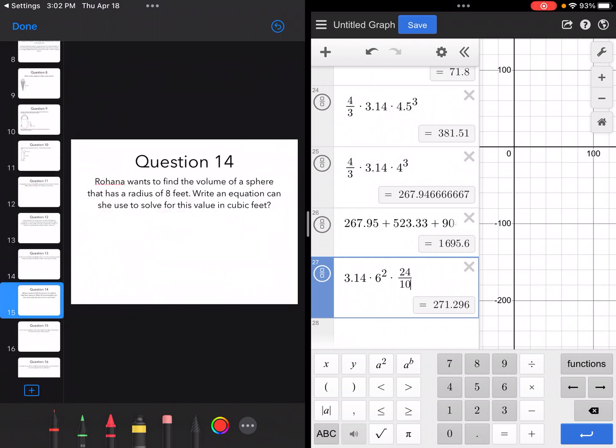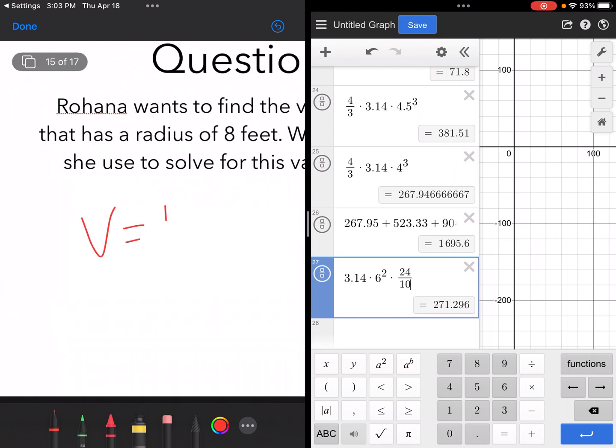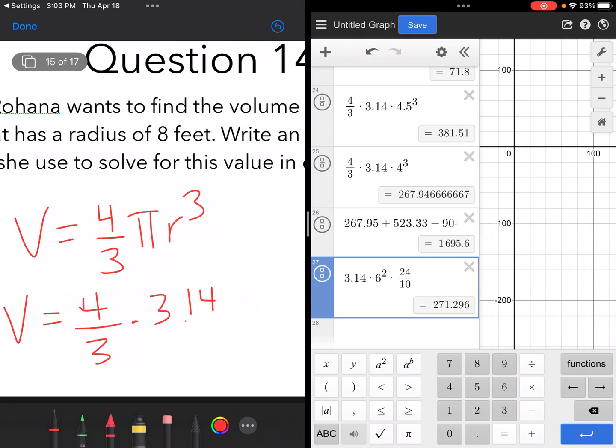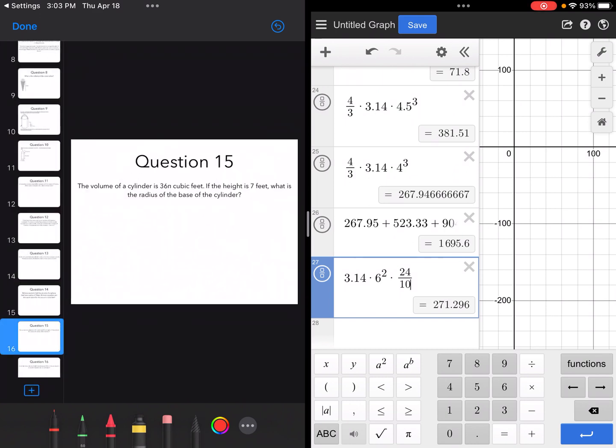All right, Rohana wants to find the volume of a sphere with a radius of 8 feet. Write an equation that could be used to solve the value in cubic feet. So it's a sphere, so it's going to be volume equals 4/3 pi radius cubed. So volume equals 4/3 times 3.14 times 8 cubed. And they just want the equation, they don't want the answer.